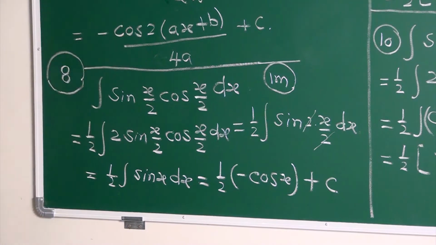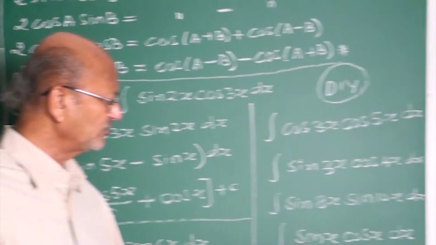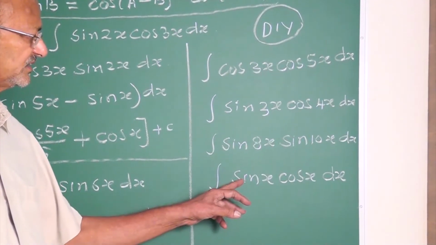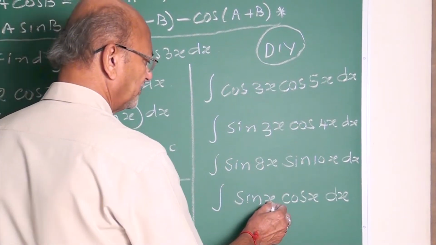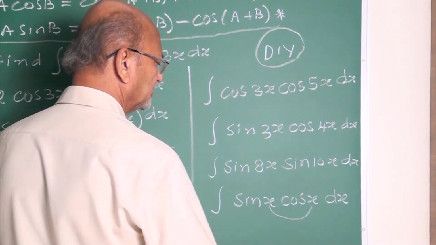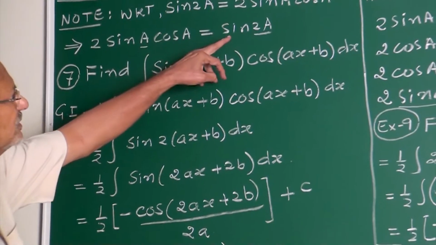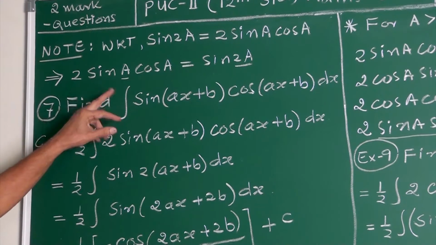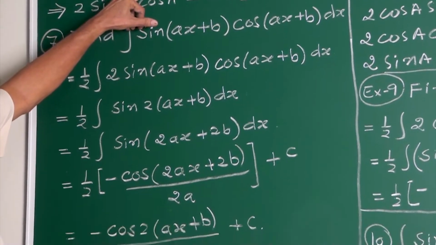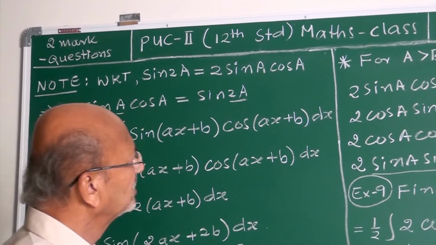This is a 2-mark question. If you want practice, instead of x by 2, I have given: evaluate sine x into cos x. The angle is same in this case. What is your observation? Now this angle is same. It becomes 1 by 2 into sine 2x. Instead of a, it is x. It becomes sine 2x. You know the integral. Yes, my friends, these two are the examples based on this formula, sine 2a.